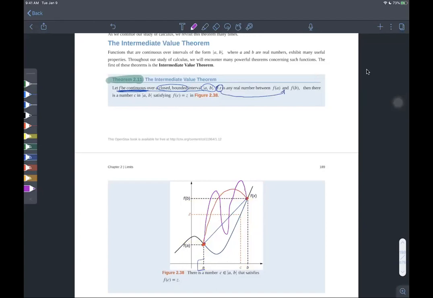Same thing with my red graph here. In this red graph, I start at a height of f of a. If I'm going to somehow make it to a height of f of b, somewhere in this interval, when I move from left to right, I'm going to have to cross this value of z, and it's going to have to occur for some value c in the interval from a to b. Okay, so that's the intermediate value theorem.